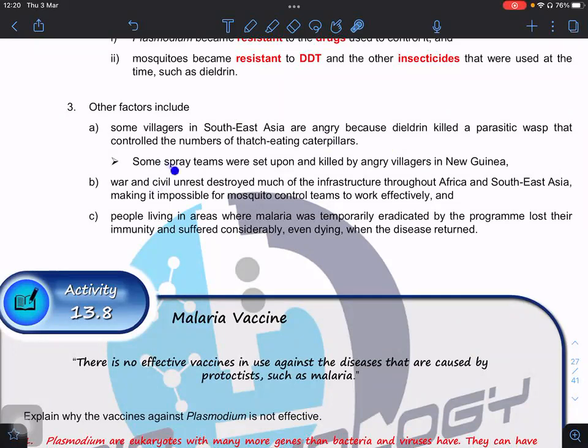Okay, war and civil unrest destroy the infrastructure, so there is no hospital. People living in areas with malaria that were temporarily cleared by the program lost their immunity. And when the disease comes back, they have very severe illness.